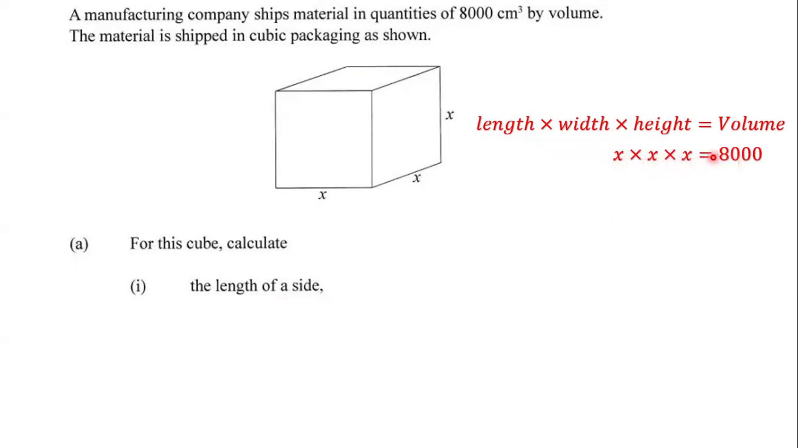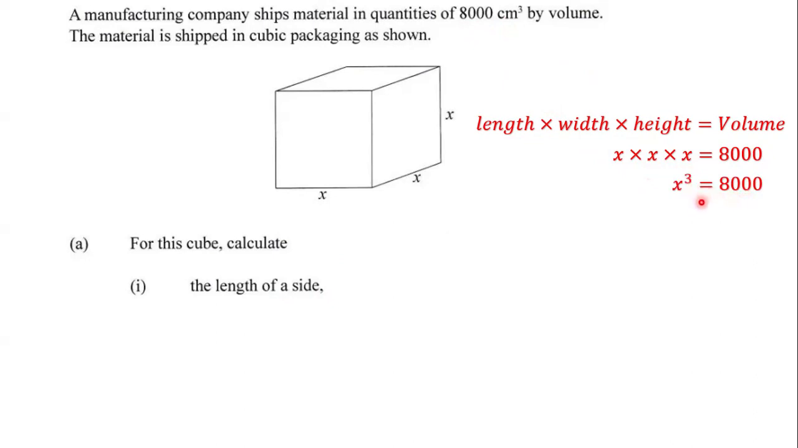But why 8,000? Because 8,000 centimeters cubed is the volume of this cube. And so let's multiply x times x times x, which is equal to x cubed. So what we have here is x cubed is equal to 8,000.